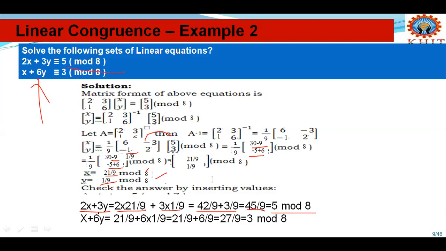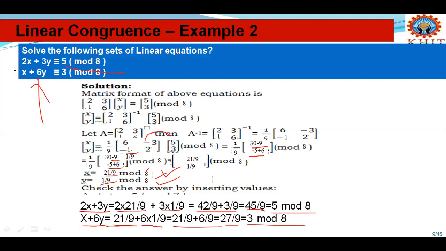Then consider the second equation, x plus 6y. The x value is 21 by 9 plus 6 into 1 by 9. This is equal to 21 by 9 plus 6 by 9, which is equal to 3 mod 8. So these are the x and y values: the x value is 21 by 9 mod 8, and the y value is 1 by 9 mod 8. So this is the way of finding the x and y values.